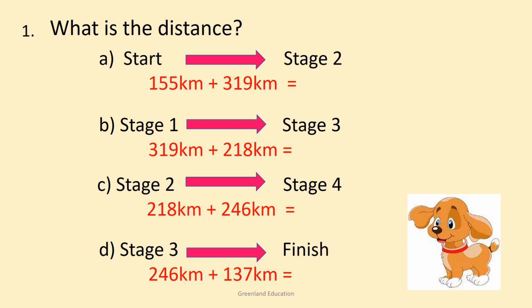Let's discuss question B. You have to find the distance between stage 1 and stage 3. From stage 1 to stage 2, the distance is 319 kilometers. From stage 2 to stage 3, 218 kilometers. You should find the distance from stage 1 to stage 3. So you need to add 319 kilometers and 218 kilometers. Same method you can follow to do C and D questions.